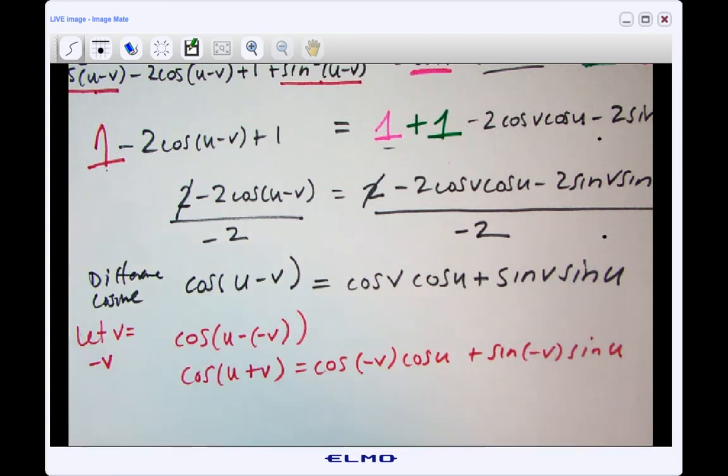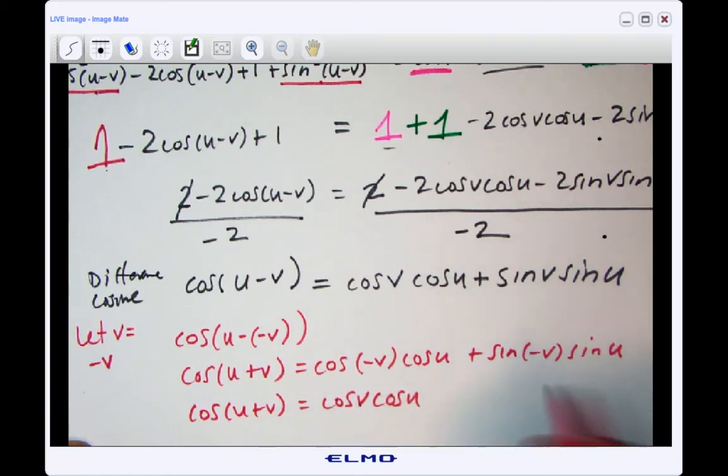All right? Well, my even odd identities tell me that cosine negative v is the same thing as cosine v. So really, I'm just going to write him as cosine v because they're the same thing. And here, my even and odd identities tell me that sine negative v is the same as negative sine v. So I'm just going to change that to negative sine.